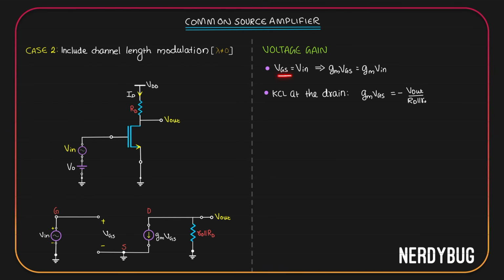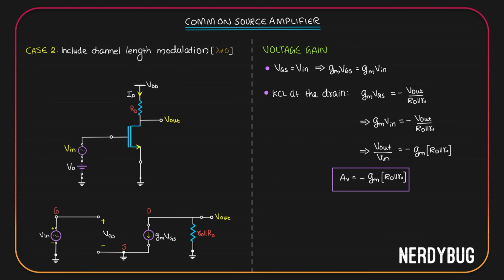Again, since VGS is Vin, here we can replace VGS with Vin. That gives us gmVin is equal to negative of Vout divided by RD parallel to R0. What we want is the voltage gain, which is Vout by Vin. We get it as negative gm multiplied by RD parallel to R0. Let's put this in a box. So basically, voltage gain is negative gm times whatever is the equivalent resistance we have between the drain and the AC ground.